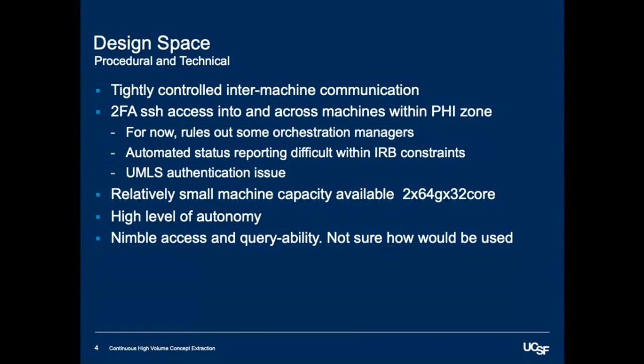But we had a kind of mandatory two-factor authentication access across the machines that are within our PHI zone. So that made the use of orchestration managers like Apache Brooklyn, which we looked at, a bit problematic. And we also needed to solve the UMLS authentication issue, since the machines that were running cTAKES could not access the internet. And also, of course, the problem is we weren't sure how the data was going to be used by the researchers, and so we needed to anticipate different downstream data models and query mechanisms. So we just needed to improvise and knew that our researchers would be improvising as well.